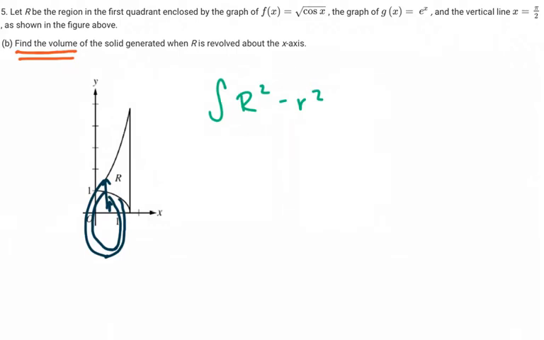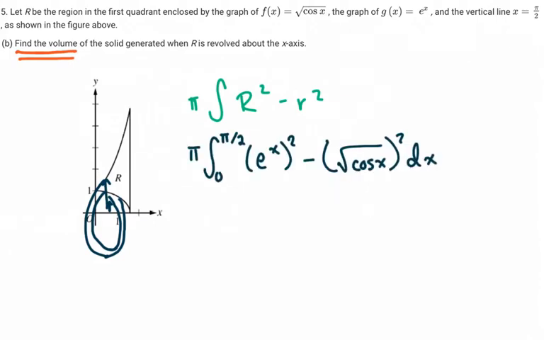And then of course, since we're talking about circles, it's pi r squared, and I just put it out front like that. So same thing here, big R is going to be this outer bound, so it's e to the x, and the inner bound is going to be root cosine of x. So there's two issues that I noticed in this next step that we're about to do. The first issue was that this is not a calculator problem, but a bunch of you just jumped to doing this on your calculator right away.